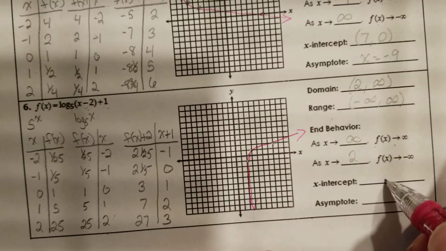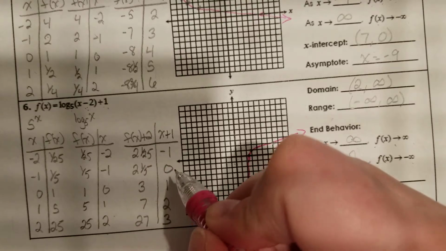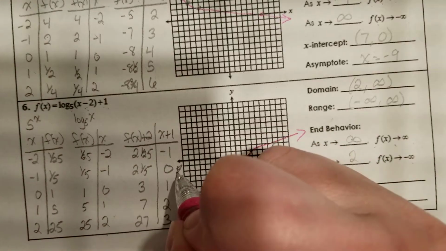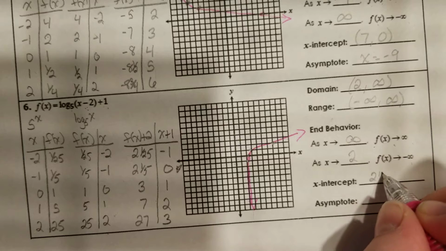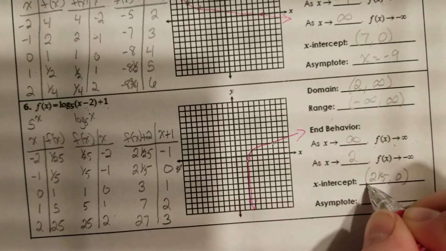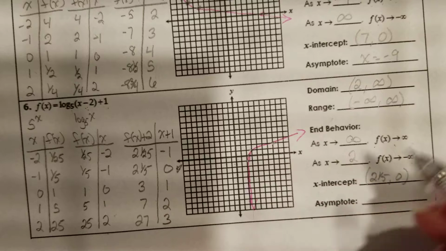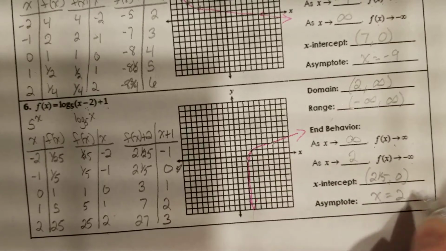Now our x-intercept is hard to get from our graph, but it is in our table. So our x-intercept is this point. So 2 and 1/5, 0. And we know that we're never going to cross the line x equals 2, so that is our asymptote.